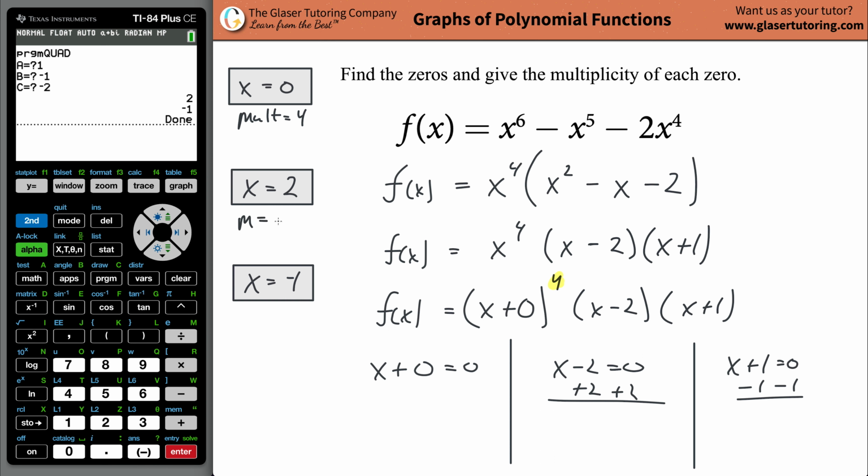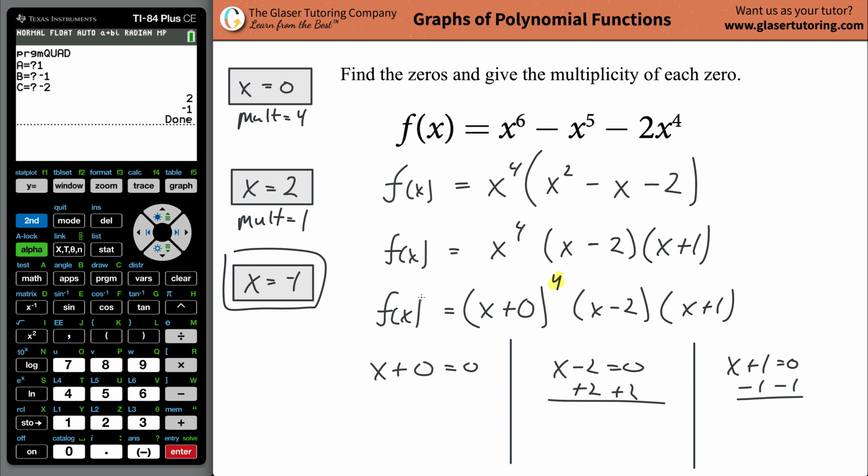The multiplicity of the zero at x equals 2 will also be 1. I don't know why I wrote 2. Well, because I said 2, I know why I did it, but I shouldn't have done that. And then similarly, to find the zero at -1, I know that's confusing, right?